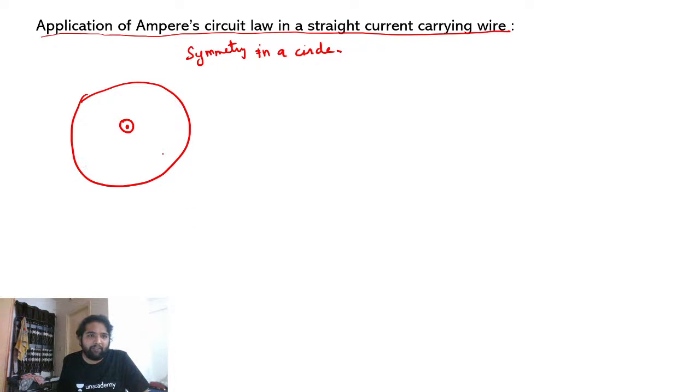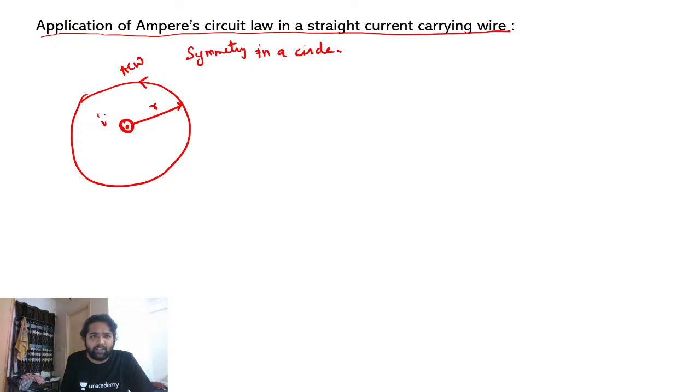Right. The symmetry will be in a circle. So in this circle, what is the loop? What is the field due to this? I'll take the anti-clockwise direction. And here I take a distance R. It's a very simple logic. I will derive the basic equation of an infinite wire using this logic.